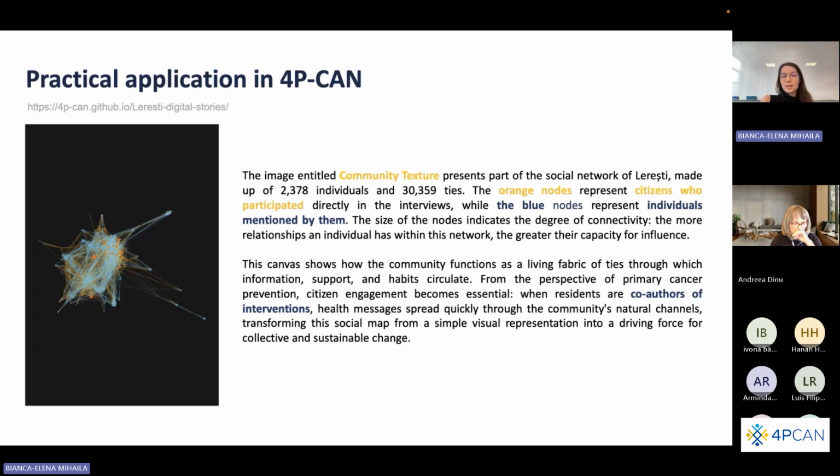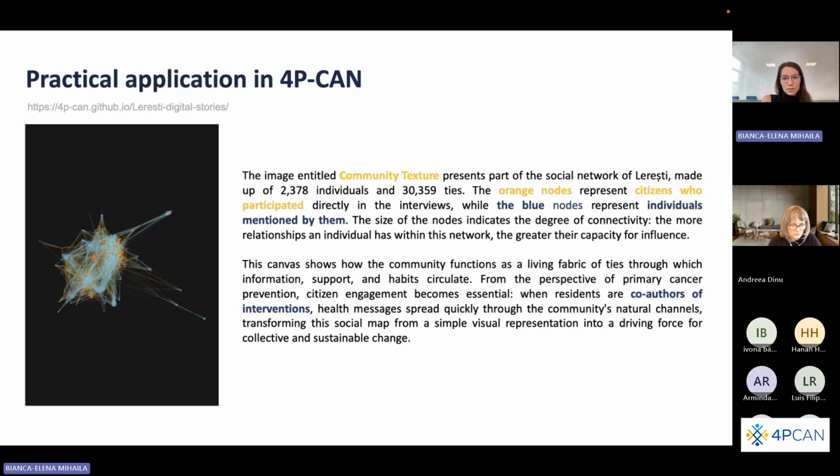When we presented the canvases to the people in Lerești, we did not attach any description, and we tried to discuss with them what this painting can show. For example, this one is called community texture, that presents some parts of the social network of Lerești. It is made up of 2,378 individuals with a lot of ties.